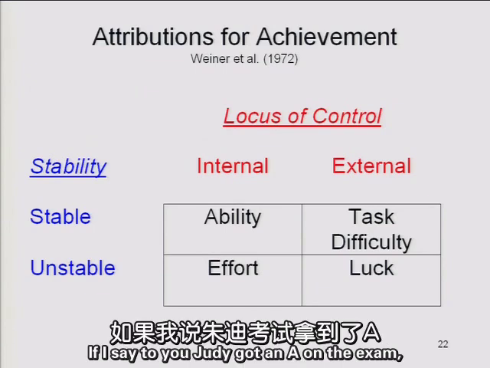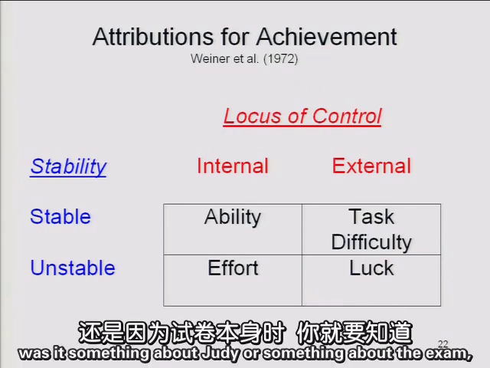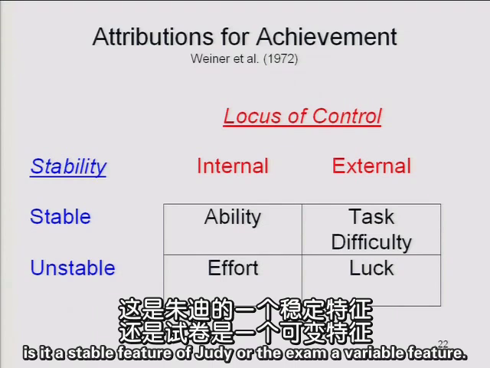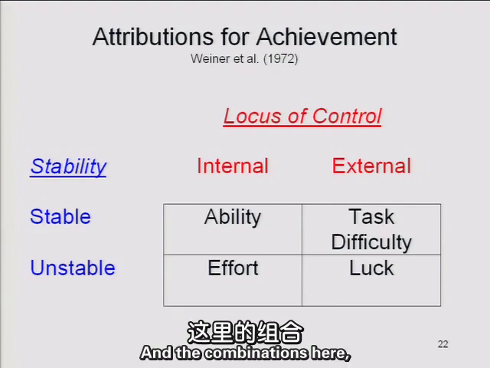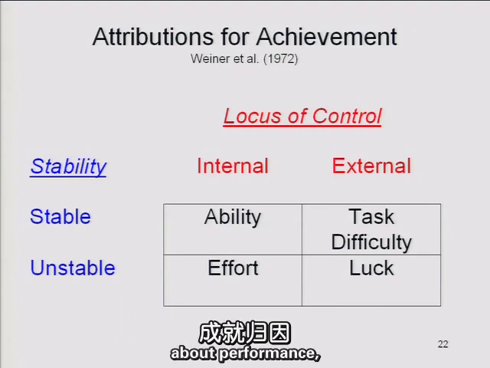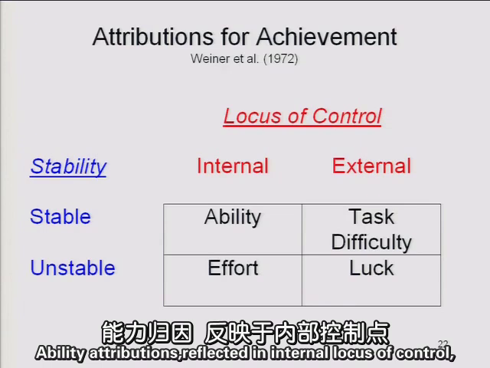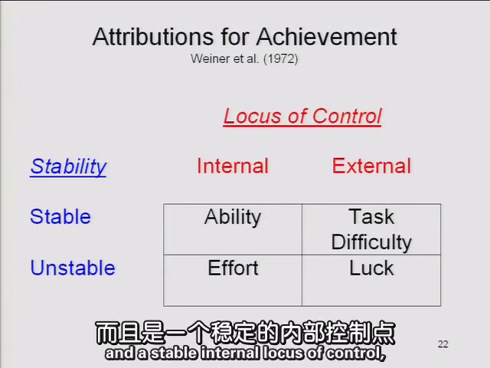If I say to you, Judy got an A on the exam, one of the things you want to do is try to explain that in terms of, was it something about Judy or something about the exam? Is it a stable feature of Judy or the exam, or a variable feature? And the combinations here now give you four different kinds of attributions about performance, whether it's academic performance or athletic performance or whatever. Ability attributions reflect an internal locus of control and a stable internal locus of control.